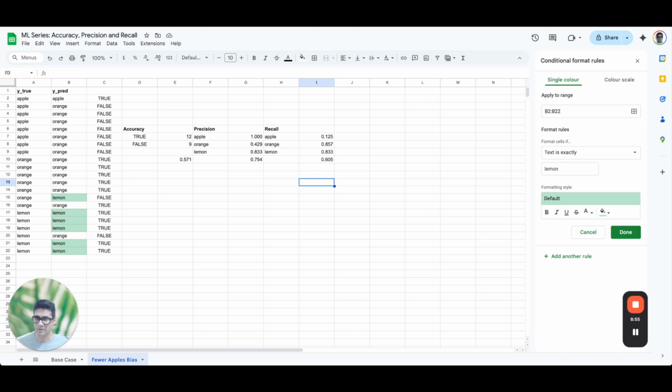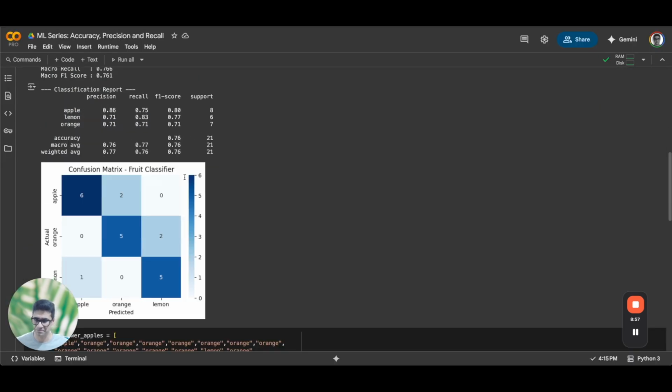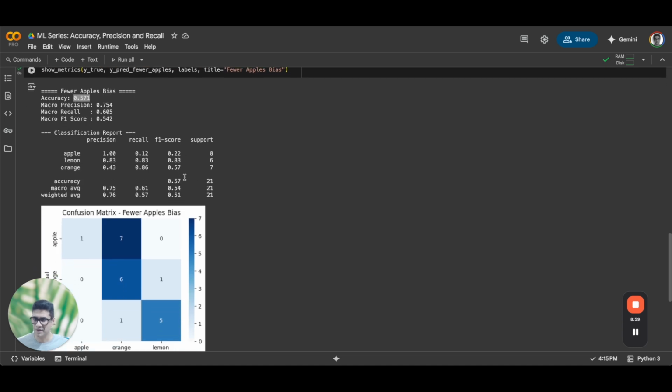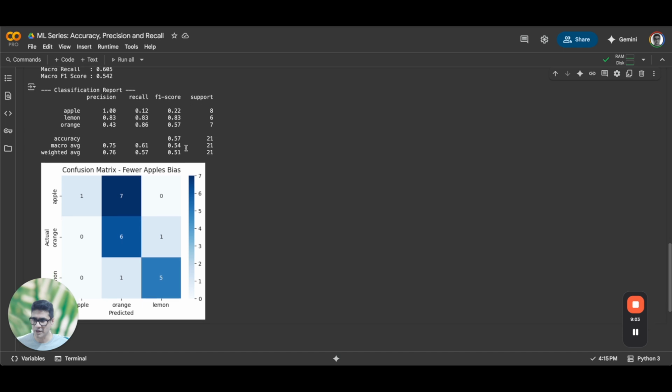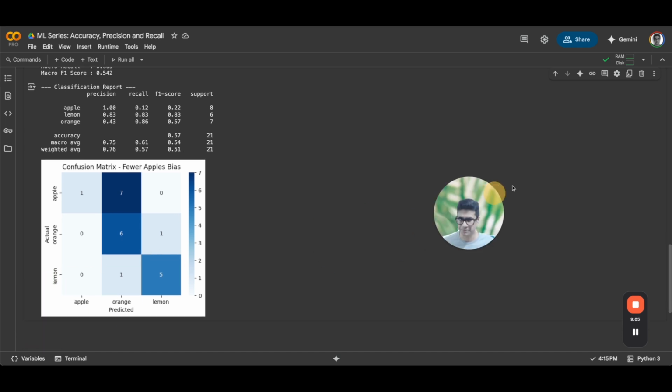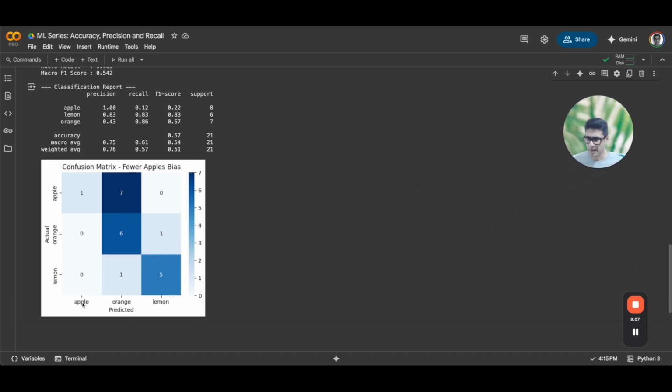Now let's go back to this. We'll see the same scores here as well. If you look at it, 57% accuracy. Now, when you look at this, it'll get a little bit more clear. Apple, only 1 identified as apple. Orange, 6 of them identified correctly, but then 7 apples were also classified as oranges.